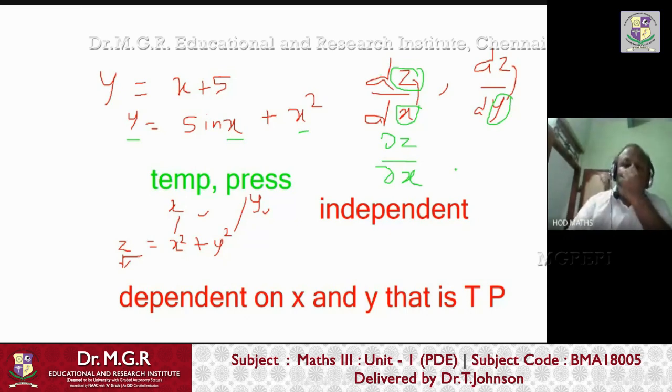Partial derivative means z not only depends on x, z may depend on other things also. That is the indication of this. So this is called the first order partial derivative of z with respect to x. Similarly, I can write dou z by dou y. That is the first order partial derivative of z with respect to y. So dou z by dou x and dou z by dou y are called partial derivatives.